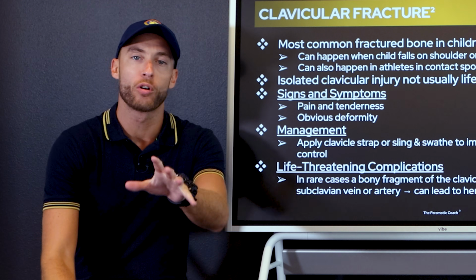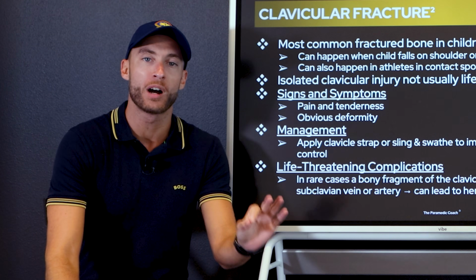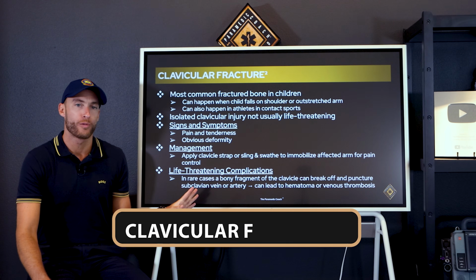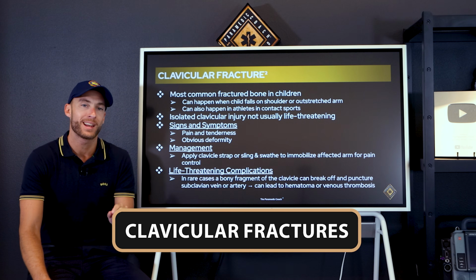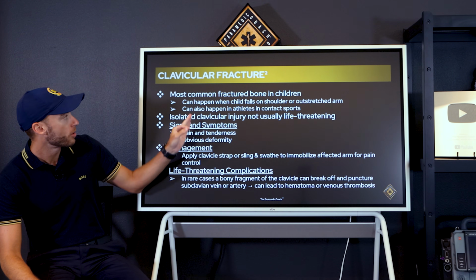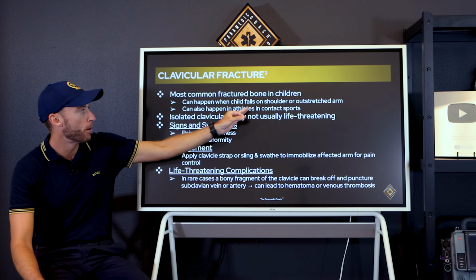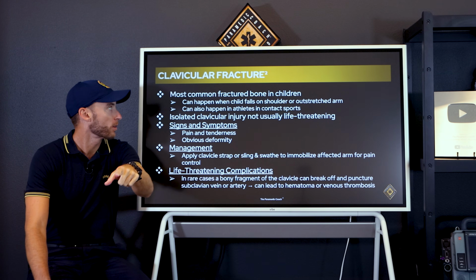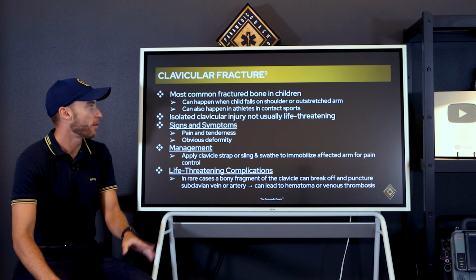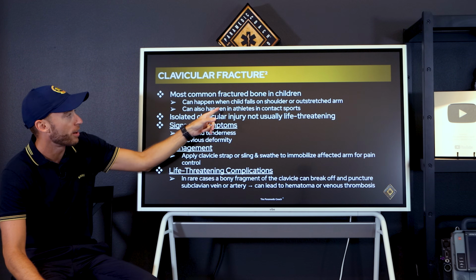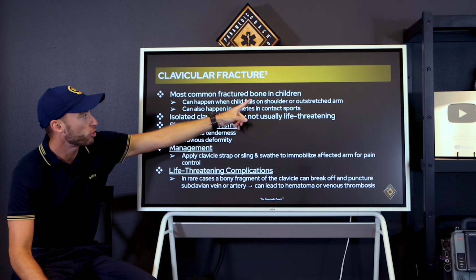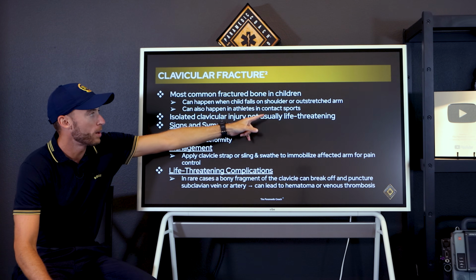Now, I mentioned this earlier, so I want to make sure we do cover this. Clavicle fractures. Did you know that clavicle fractures are the most common fractured bone in children? That's pediatrics. Now, let's go over 3 pearls here I wrote down. This can happen when a child falls on the shoulder or an outreached arm.